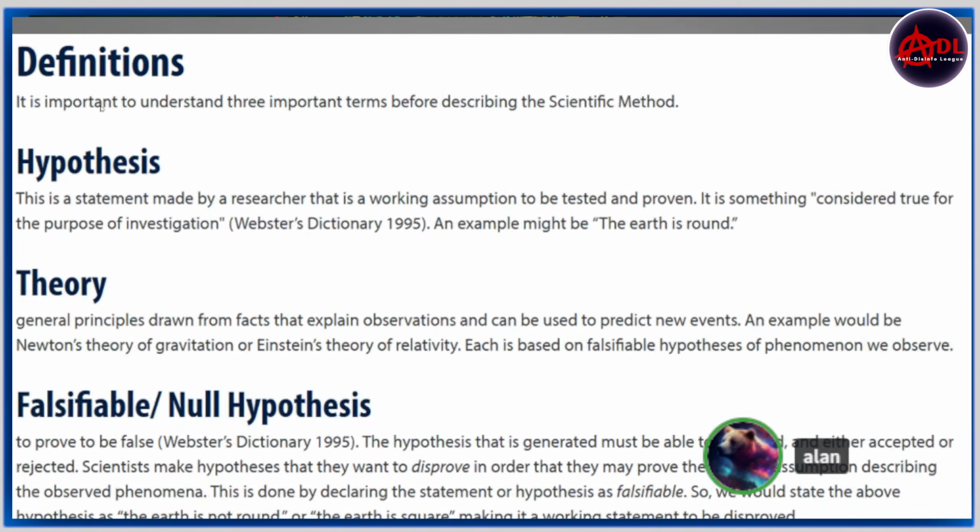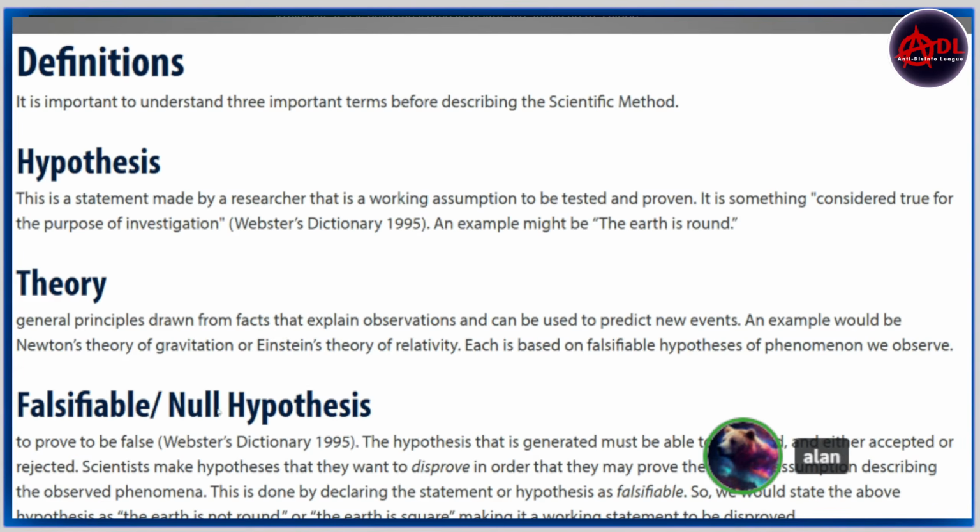So, some definitions moving forward. A hypothesis is a statement made by a researcher that is a working assumption that is to be tested and proven. It is something that is considered true for the purpose of the investigation. Example: the Earth is round. Theory: general principles drawn from facts that explain observations and can be used to predict new events. An example would be Newton's theory of gravitation or Einstein's theory of relativity, based on a falsifiable hypothesis of phenomenon that we observe.